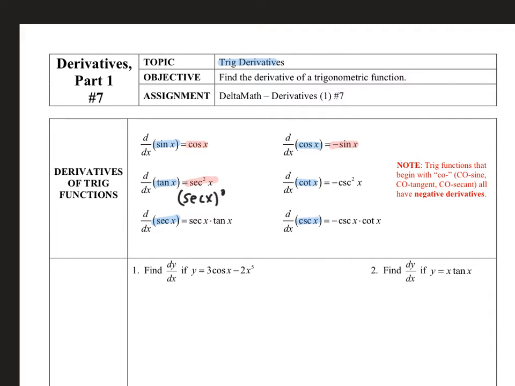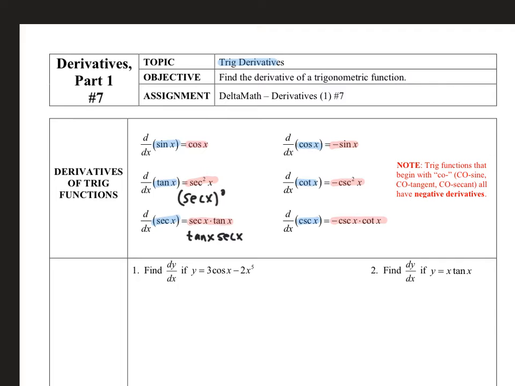And the same with the next one. So the derivative of cotangent x is negative cosecant squared. Derivative of secant x is secant x tangent x. And because multiplication is commutative, these can actually be written in any order. So you can call that tangent x secant x if you want to. And then the next one, derivative of cosecant x is negative cosecant x cotangent x.